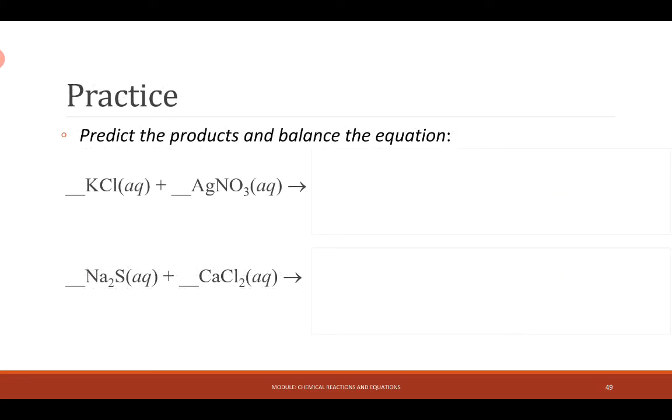So let's practice applying our double displacement reaction pattern and predicting the products and balancing the equation. Go ahead and pause the video and try to work this out on your own. Keep in mind ion charges. Unpause the video when you are ready to continue.